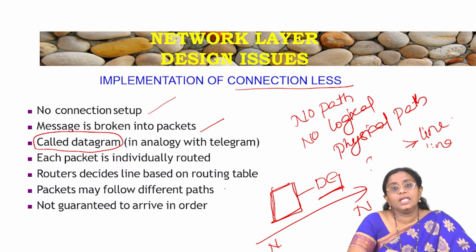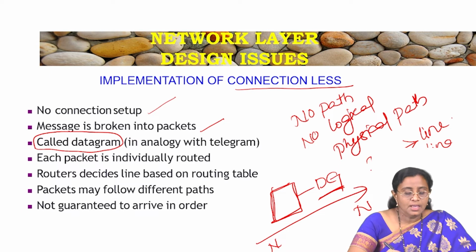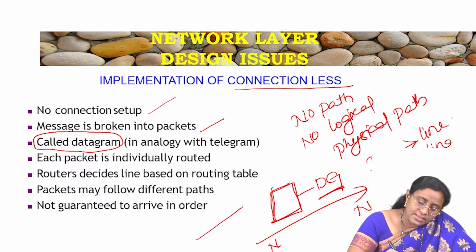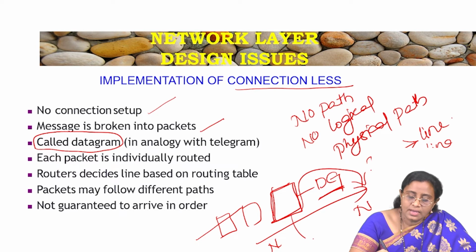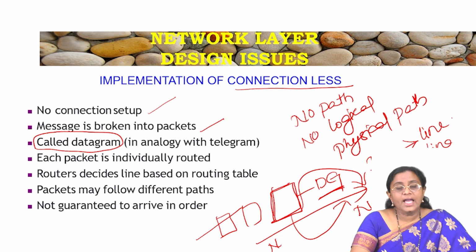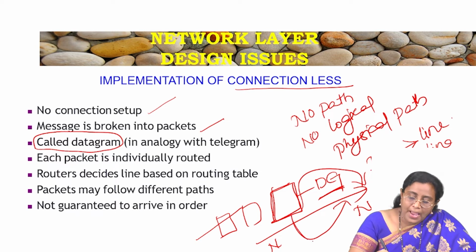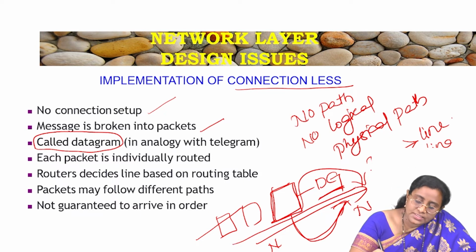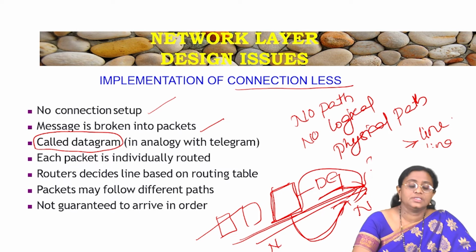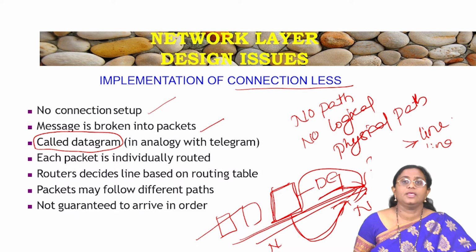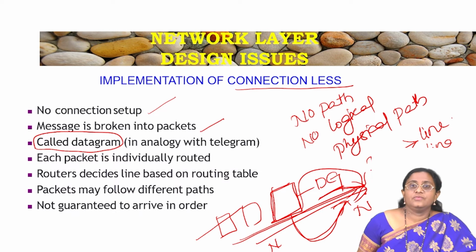And packets can follow different paths. That means a source router sends the data packets, which we call datagrams. They can reach the destination by means of different paths. So arrival in order is not guaranteed. Whether every packet goes to the destination by a different path, or follows the same path, and whether they arrive in consecutive order, we do not give any guarantee under the implementation of connectionless services. So these are the main points to be included under the implementation of connectionless services.